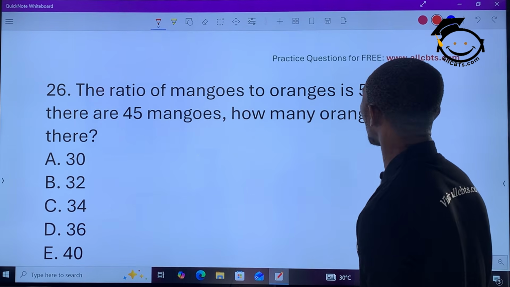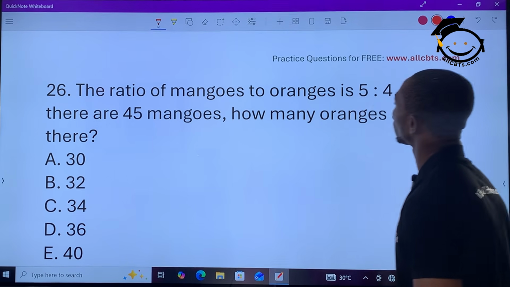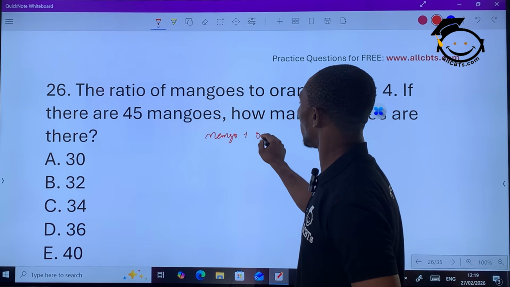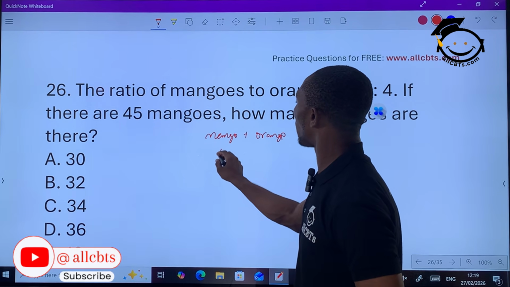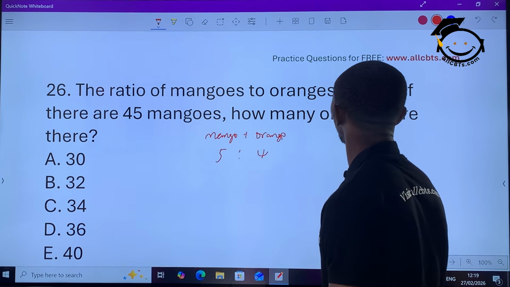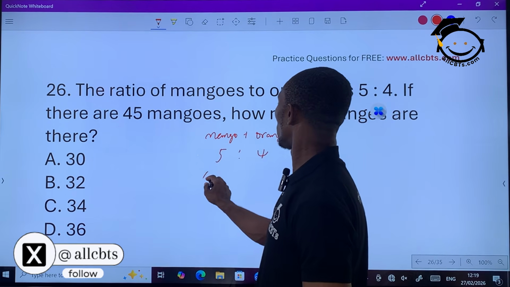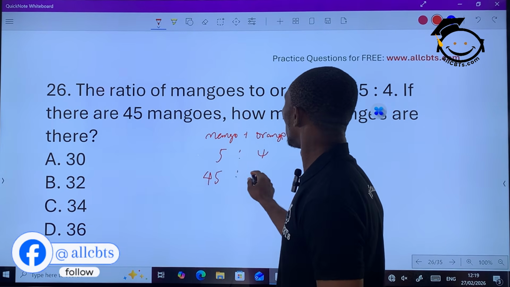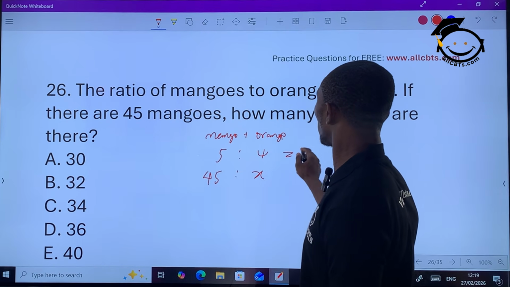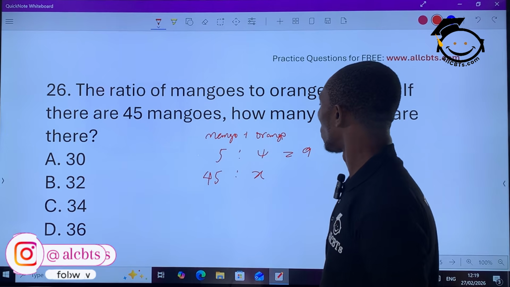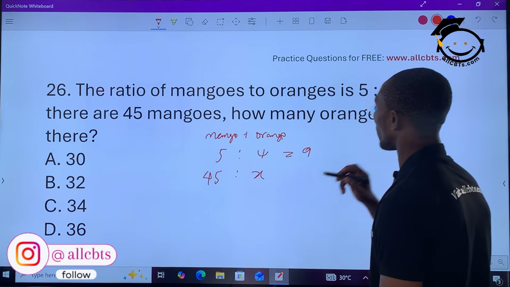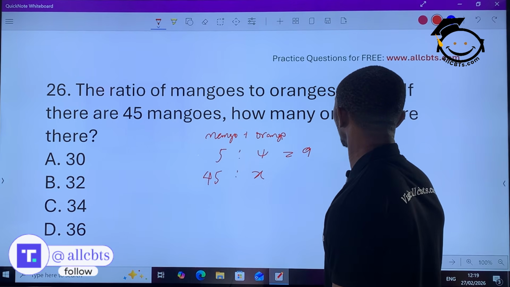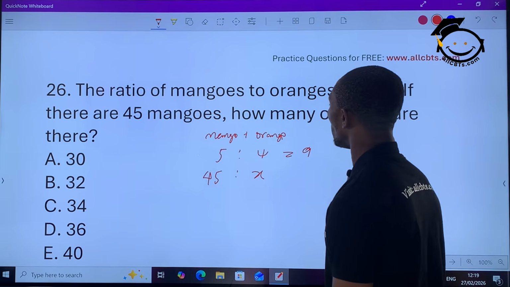The ratio of mango to oranges is 5:4. So mango is to orange is 5:4. If there are 45 mangoes, how many oranges are there? Alright, we have x oranges. So our total ratio is what? 9. Alright, out of 9 shares, we have 5 as mangoes.